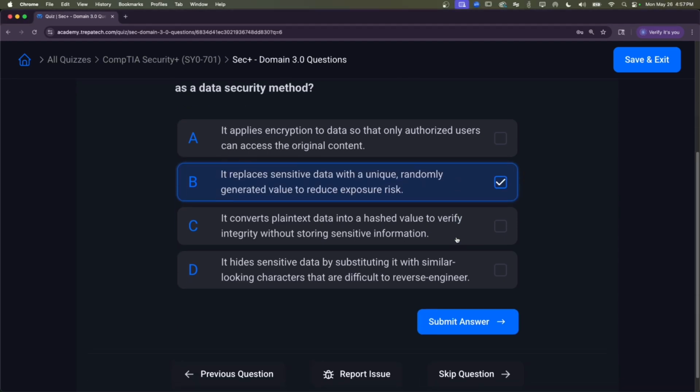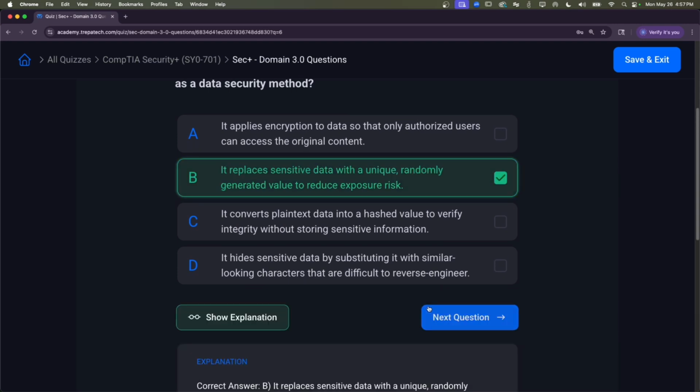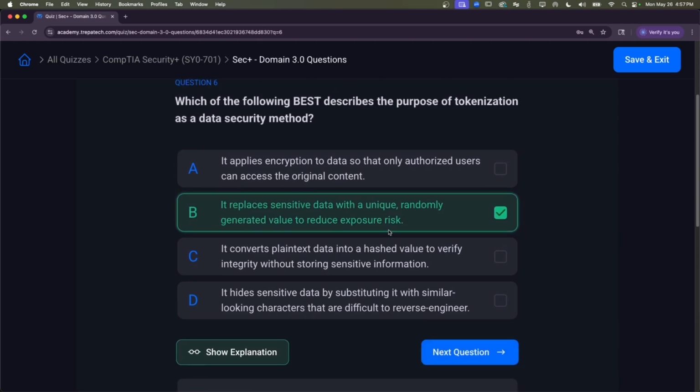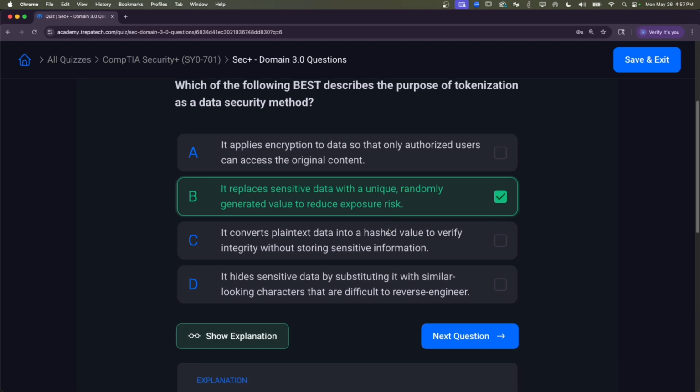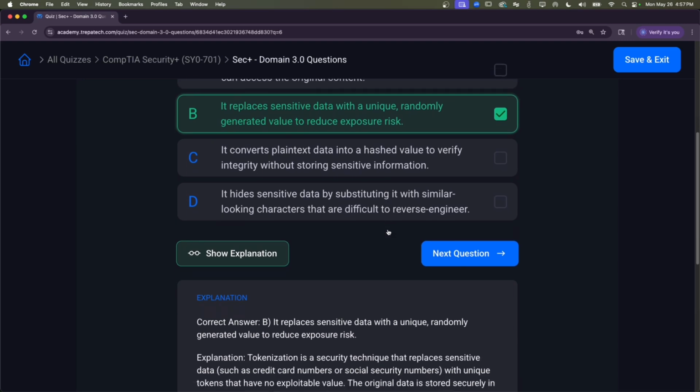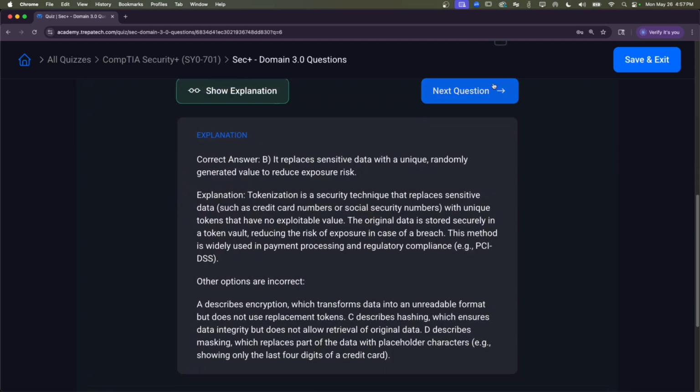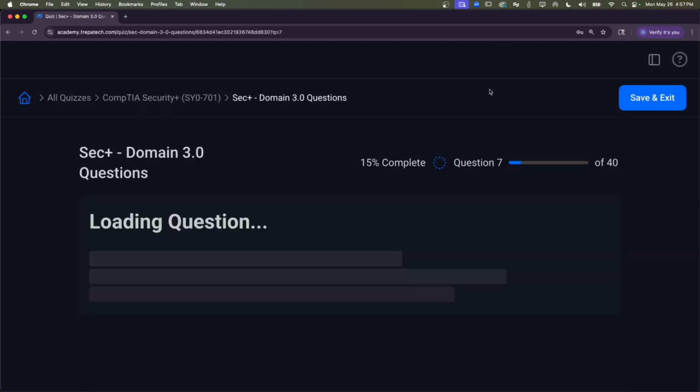I'm going to go with B here. I don't exactly like that answer. I don't think it's a one-for-one definition of tokenization, but that's okay, right? What best describes it? So we're going to go with B. It replaces sensitive data with a unique, randomly generated value to reduce exposure risk. Pause the video if you'd like to read the explanation.